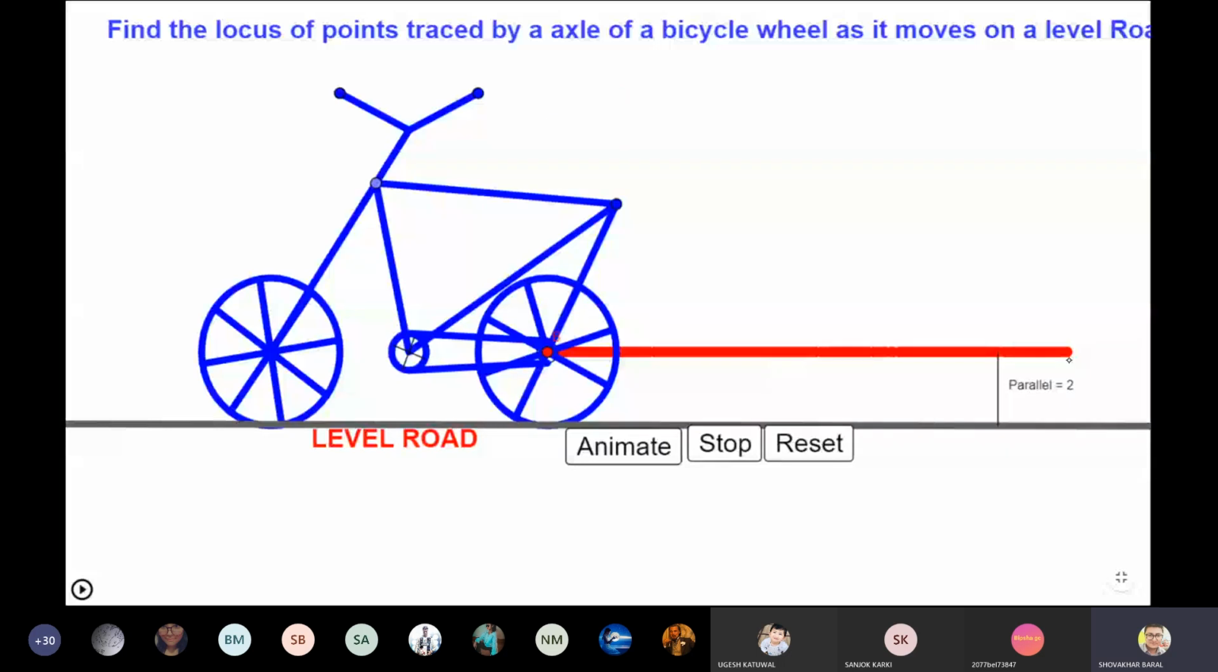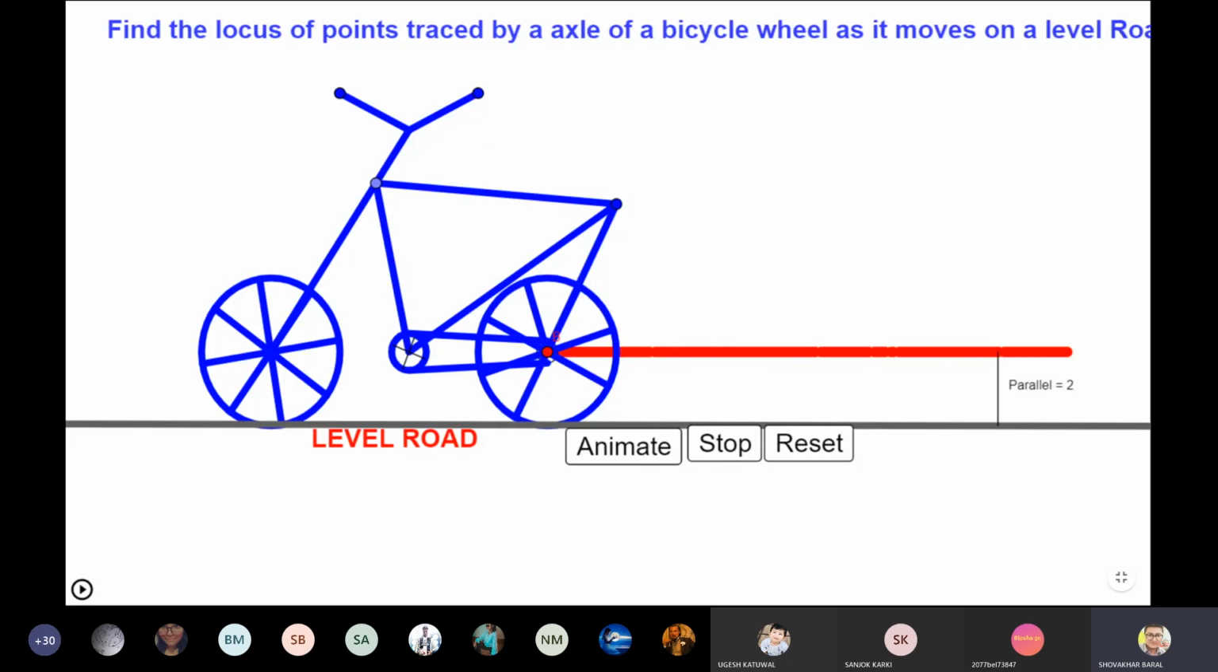If you focus only on this point, it will draw a straight line because it is always at a distance of 2 units from this level road. If the road is perfectly level, the distance always remains the same. So if you focus on this point only, it will be a straight line.